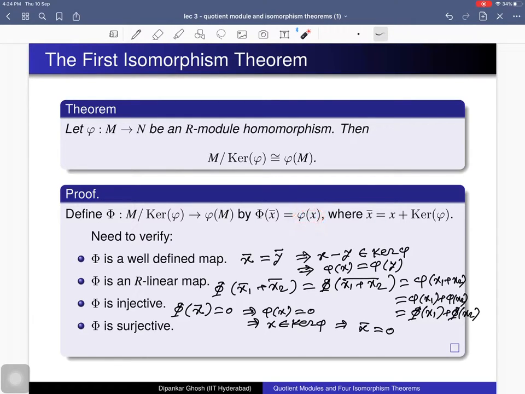So this is surjective, and thus this Φ is actually a bijective set map, and it is an R-linear map, that is a module homomorphism. So this is a module isomorphism. Yeah, we have this isomorphism. So these two modules are isomorphic.